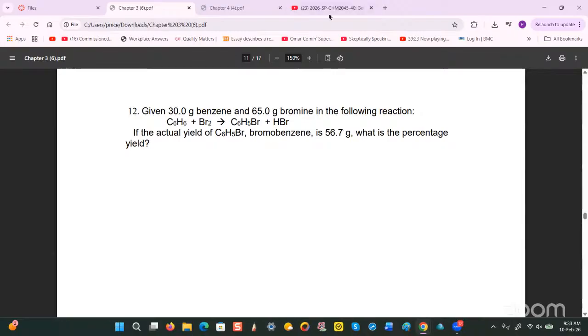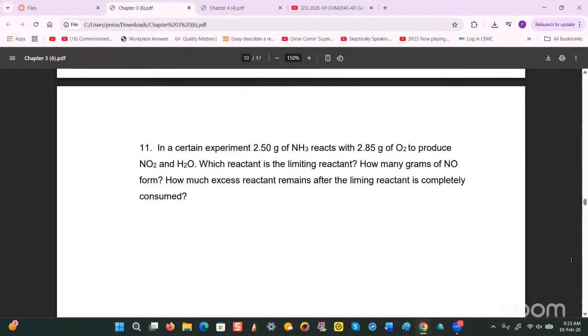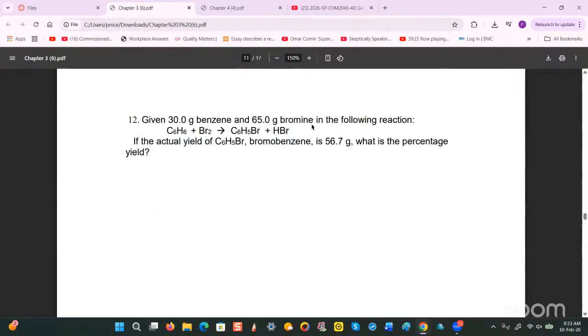So let me turn on my pen here. Okay, so the first thing I would do is start off with the 30.0 grams of your benzene, C6H6, and I will convert that to moles. All right.